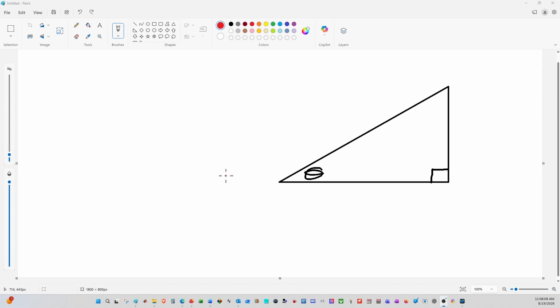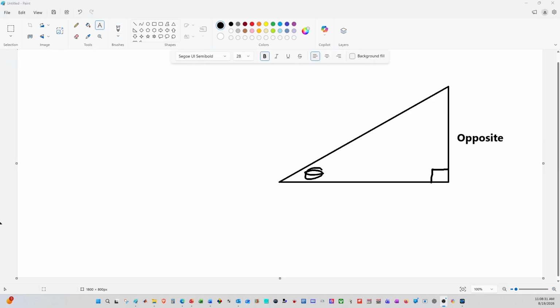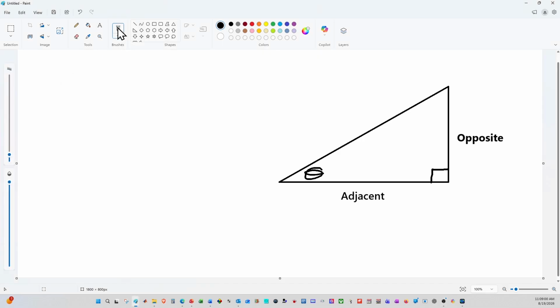Wherever you locate theta, it's going to be very important that you look at the sides based on that. The side right across the way from theta is always going to be known as the opposite. It is one of the shorter sides of the triangle. The short side that is right next to theta is going to be referred to as our adjacent angle. And then we are left with the long side, and that's going to be known as the hypotenuse.